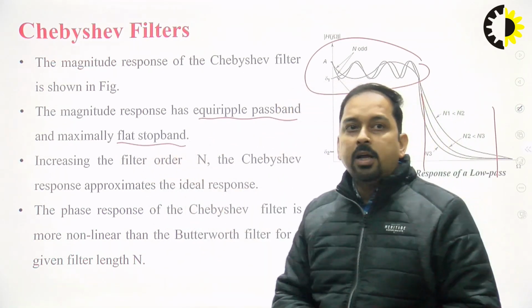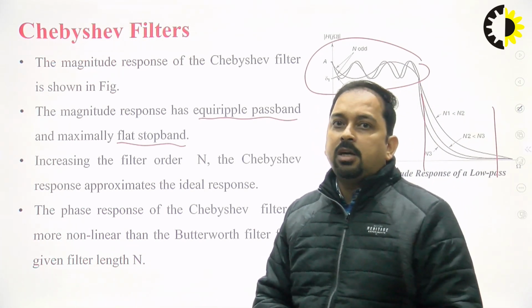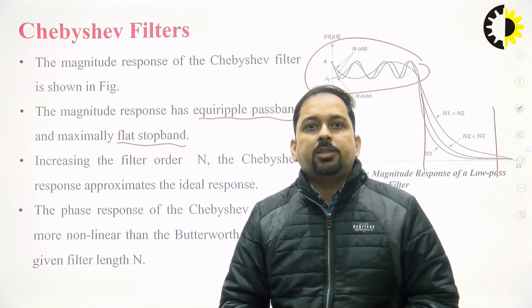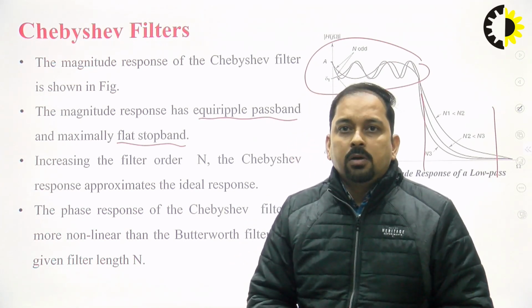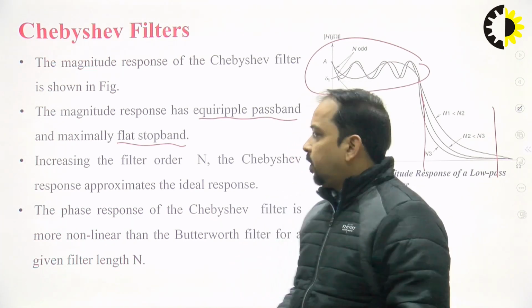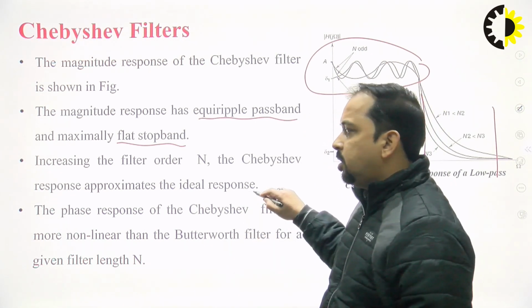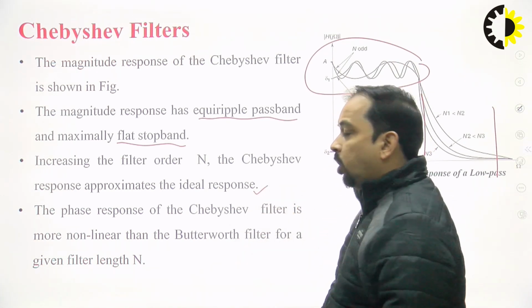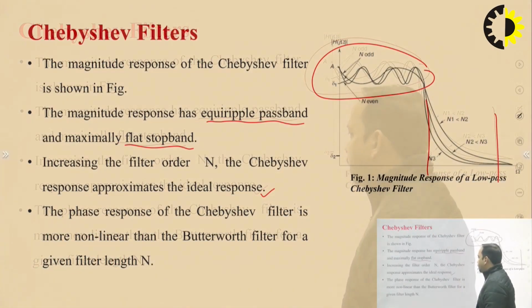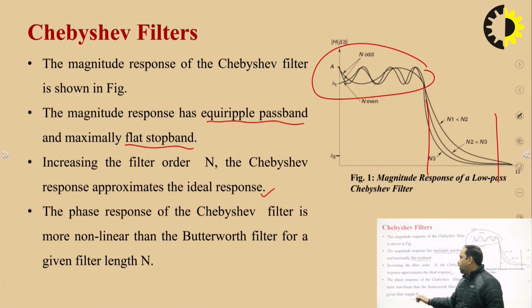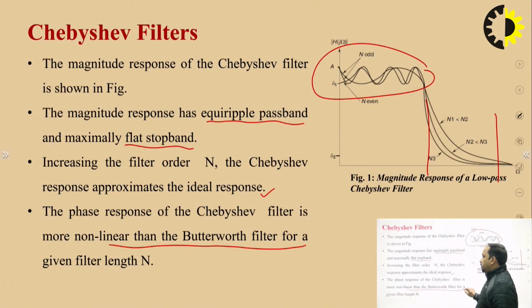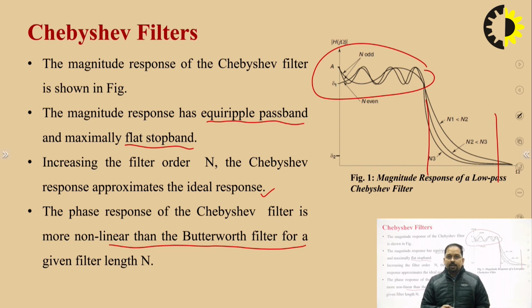By increasing the order, as we are already aware, as the filter order increases the magnitude response approaches the ideal kind of response. So as the filter order n increases, the Chebyshev response approximates the ideal response. If we talk about the phase response of the Chebyshev filter, then there is more non-linearity. As we increase the filter order, the phase response becomes more non-linear as compared to the phase response of a Butterworth filter.